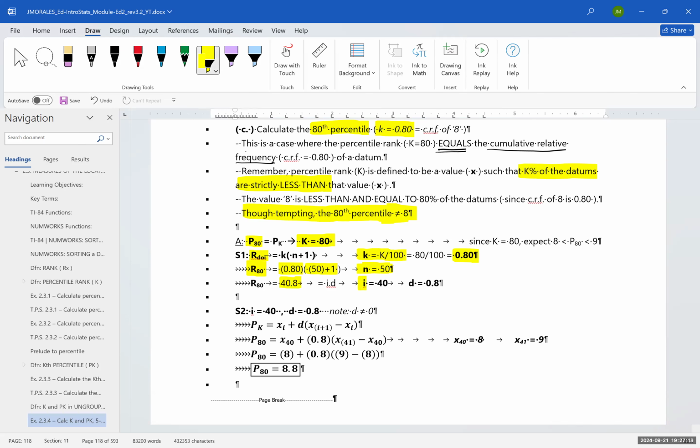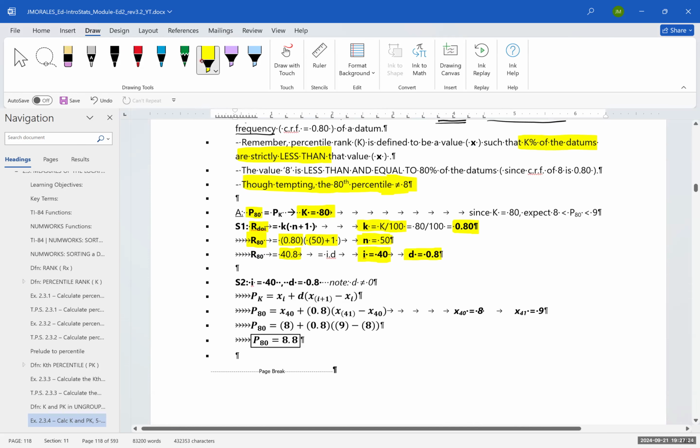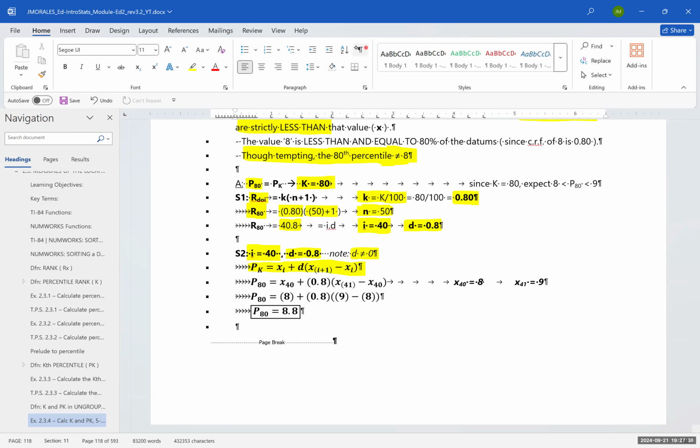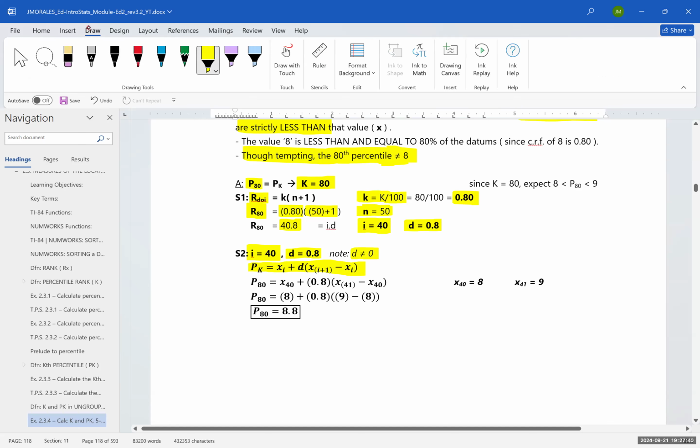And so 40 is the integer part, and 0.8 is the decimal part. So now we come to step 2 and bring our integer part and our decimal part with us. And because the decimal part is not equal to 0, we need to use this formula here. Let me get rid of some of that extra notation.